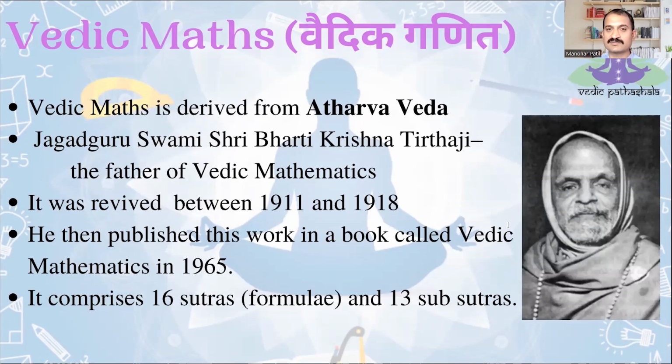Now the next question that comes to our mind is, who is the father of Vedic Ganit? Jagadguru Swami Sri Bharati Krishna Tirtha Ji is called the father of Vedic mathematics because he discovered this knowledge and put it into one book called Vedic Mathematics. It was revived between 1911 and 1918 during his deep meditation. He then published this work in a book called Vedic Mathematics in 1965. It comprises 16 sutras and 13 sub-sutras.